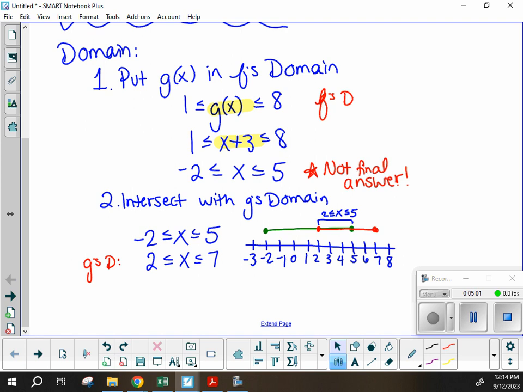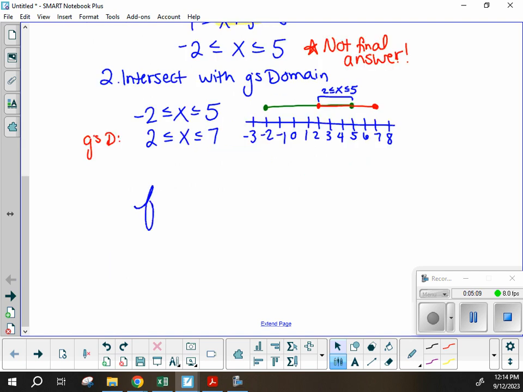That is the domain of f of g of x. We have considered both layers at this point and how that impacts our function. So final answer here, let's summarize. f of g of x is equal to 2x plus 1. We found that earlier for x between 2 and 5.